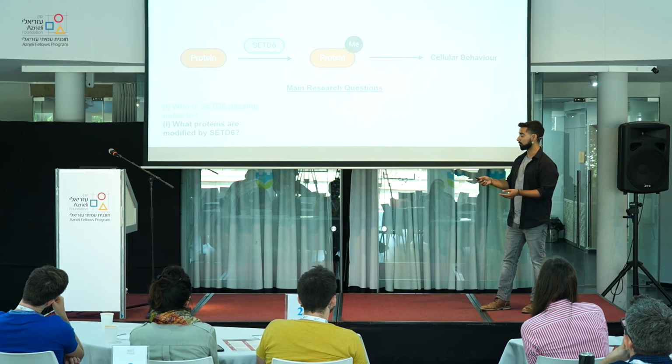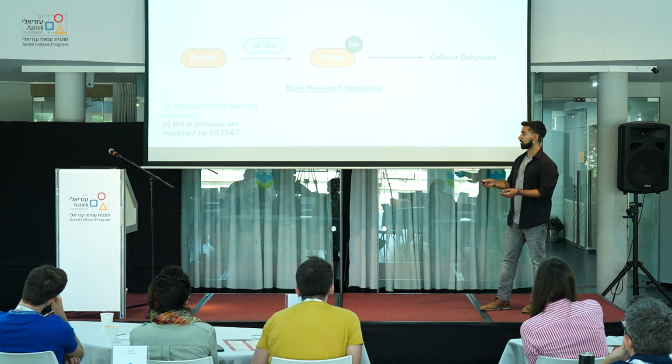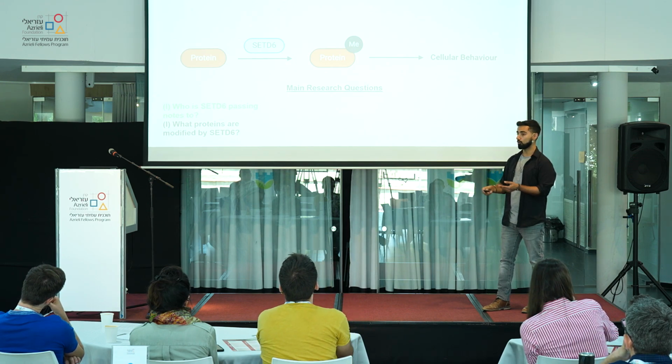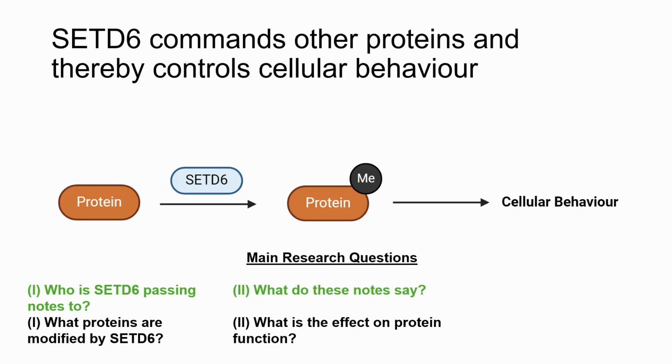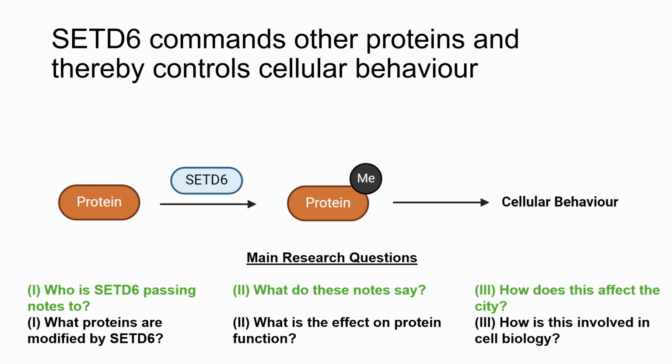So in the Levy lab, what we're interested in is all three aspects of this. One, who is SETD6 passing out notes to in the city, meaning what are the proteins which are modified by SETD6? Two, what do these notes actually say? Meaning, what is the effect of the methylation on protein function? And three, how does this affect the city as a whole? Meaning, how does this methylation event affect cell biology?